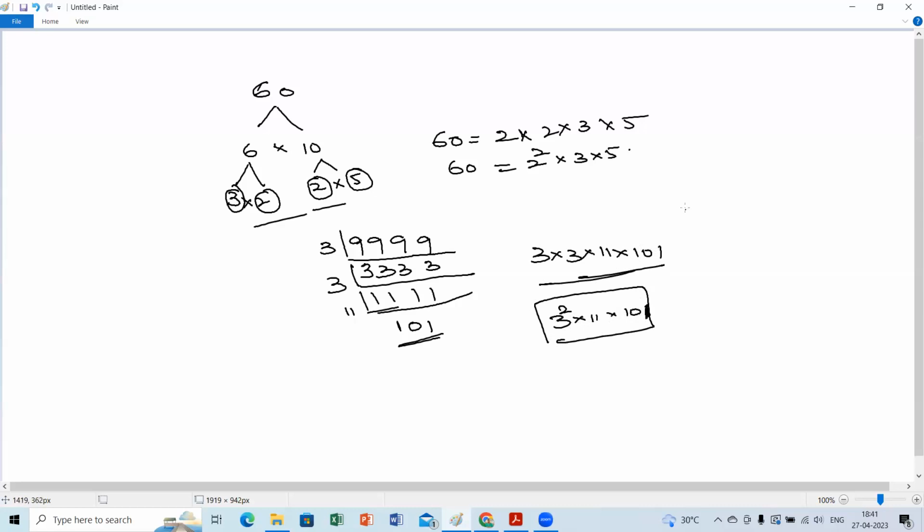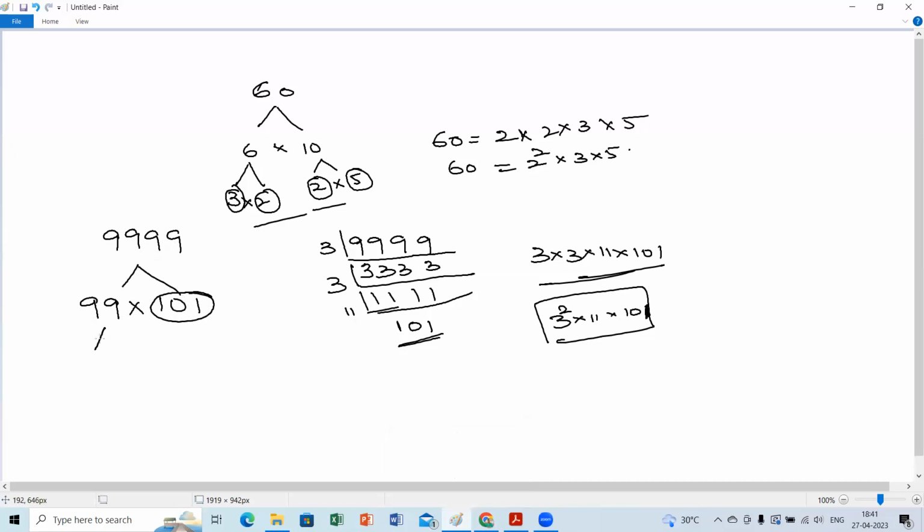We are only expressing as a product of prime numbers now. 99 is not a prime number, right? No, ma'am. We should express only as a product of primes. Of course, you are telling 99 into 101. 9999 can be written as 99 into 101, but 101 is a prime number.